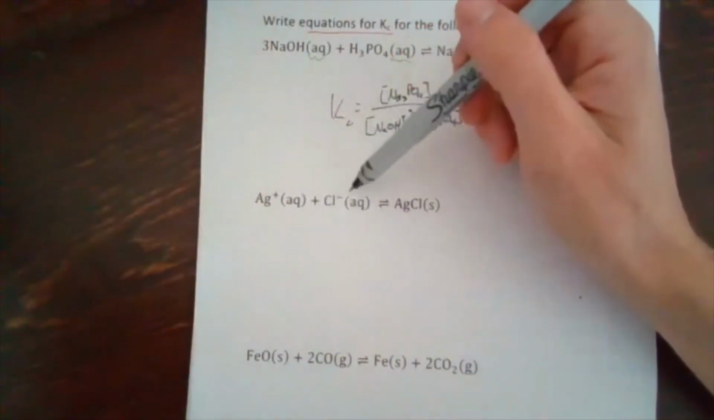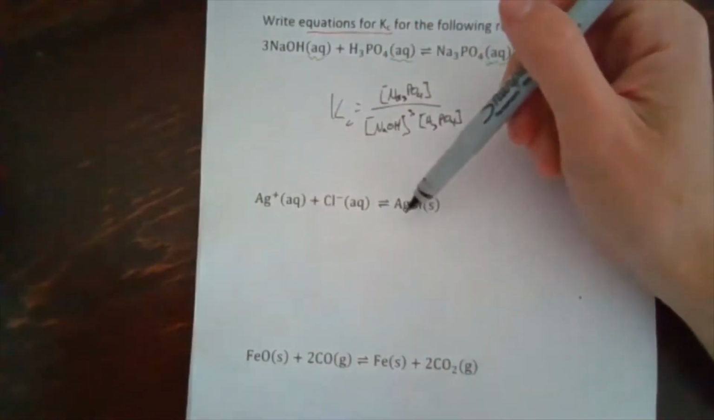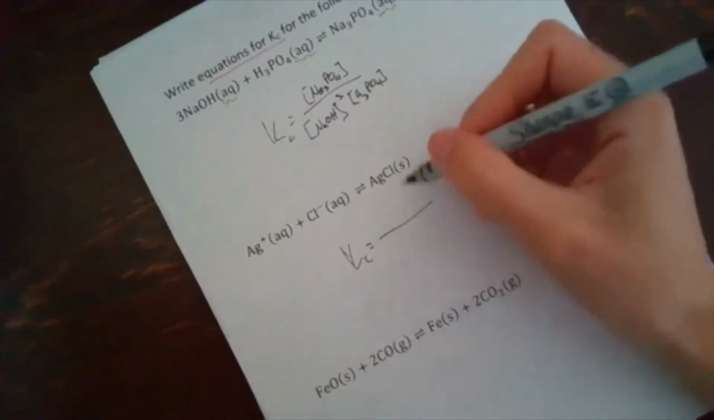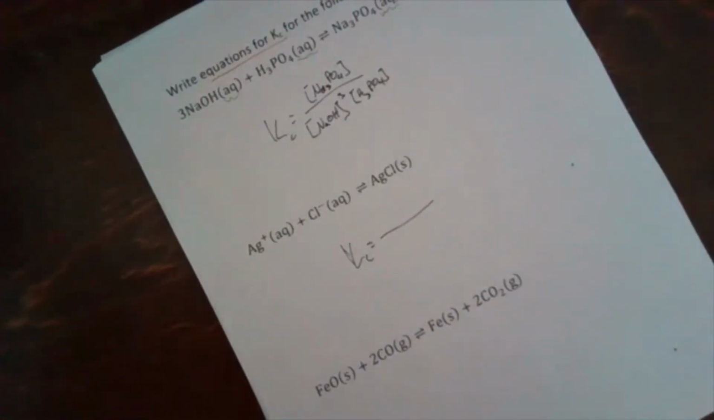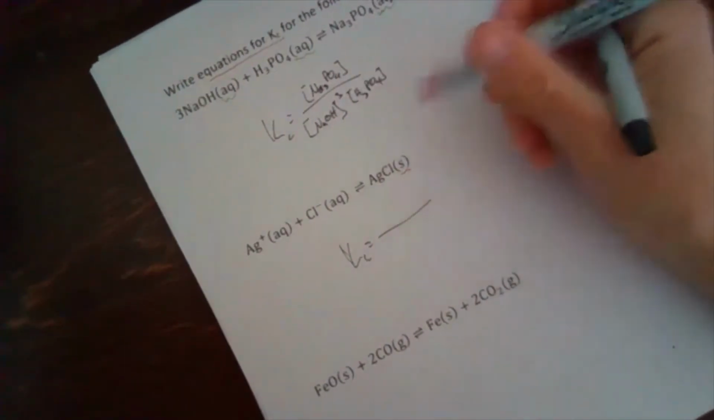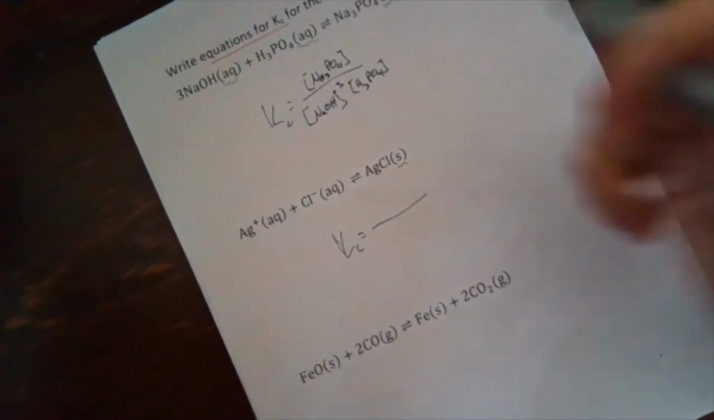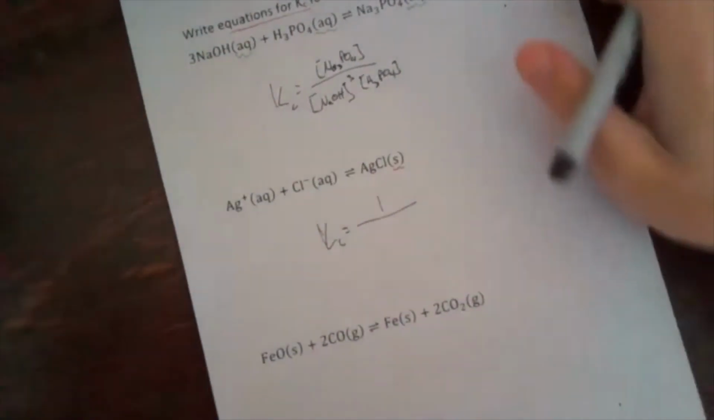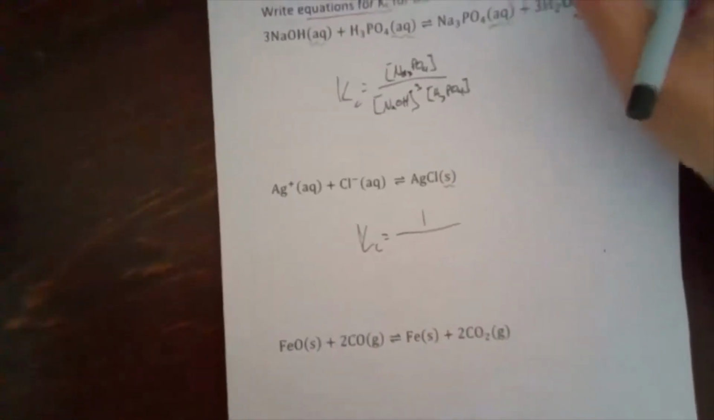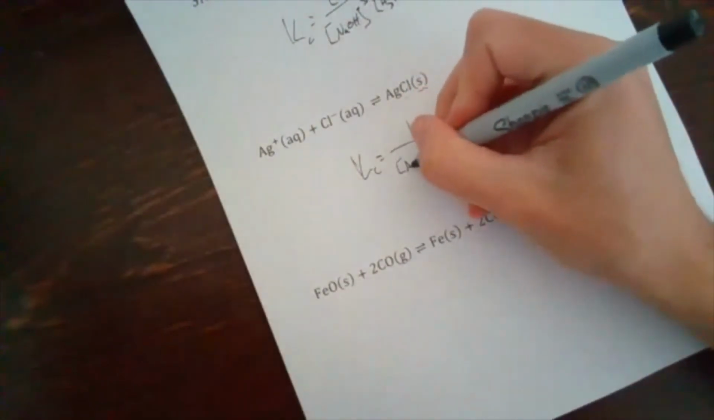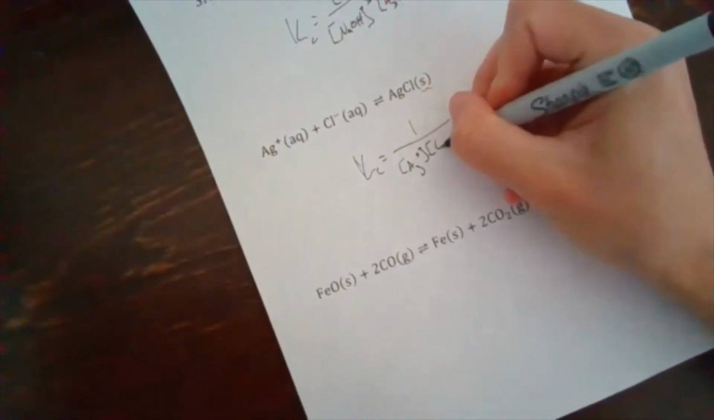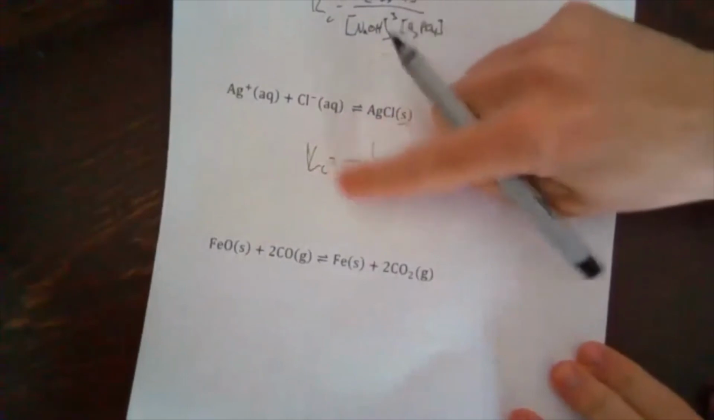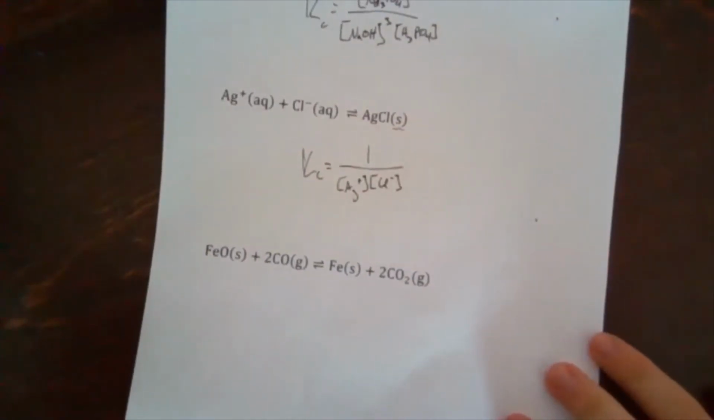Ag plus aqueous plus Cl minus aqueous, so silver plus chloride gives me silver chloride. So Kc, got my ratio. I can see that if I look at my products, I only have a solid. So that doesn't show up in the equilibrium expression, so it's just 1. So I just put a 1 there because there's nothing there to show. And so then I divide by Ag plus and Cl minus. So in this case, the equilibrium constant is only describing concentrations of silver and chloride.